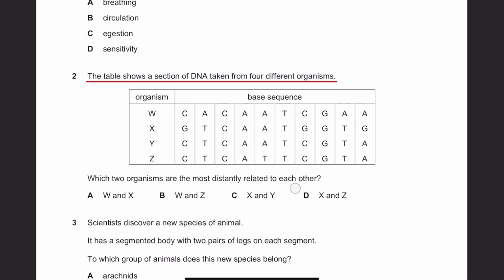So apparently, W and X has the most difference in base sequence of all these organisms. So they must be the most distantly related to each other. So A is the answer for this one.